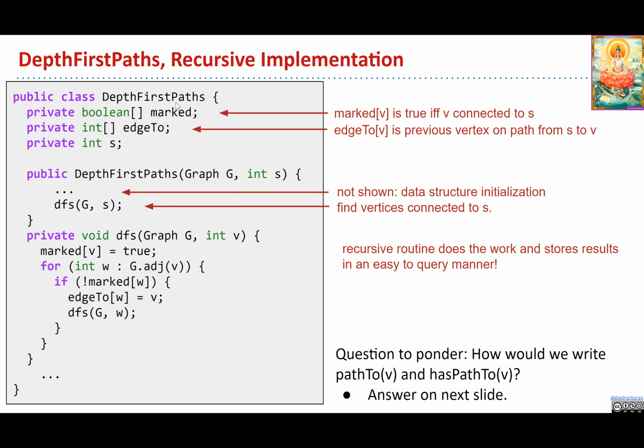And then the first step after setting up the empty place for the knowledge to go is to call DFS on G of S, on S vertex of G. How does that work? We set the marked array to true. Then we iterate over all of the neighbors in the graph. And if the neighbor we're thinking about is not marked, we set the edgeTo and call DFS. That's the whole thing.